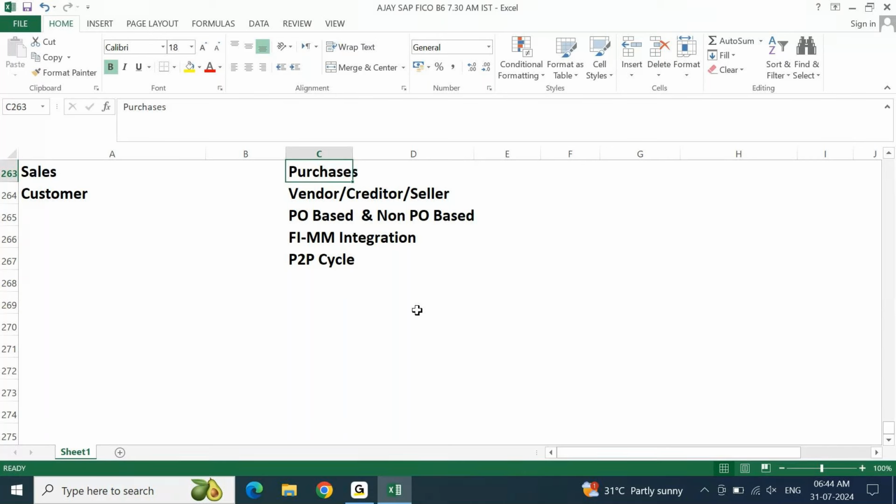What is the current market trend? What is the expectation? What do you need to know? If you tune your skill set according to the market standard, according to the organization's and company's expectations, you will definitely get the job, even though you're not trained.